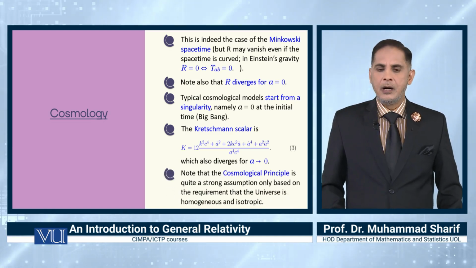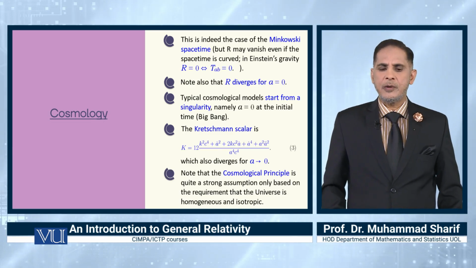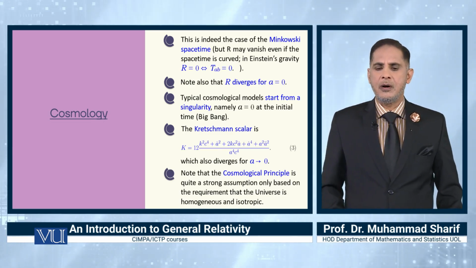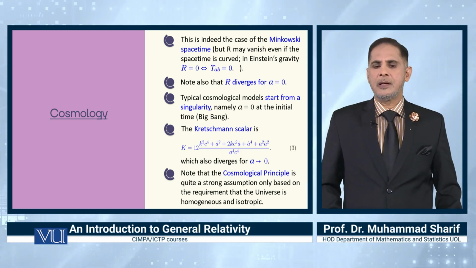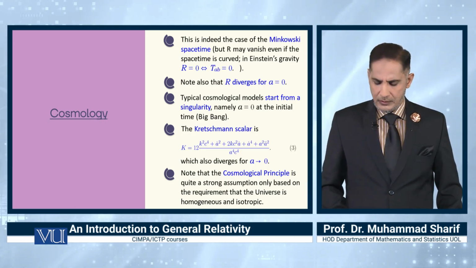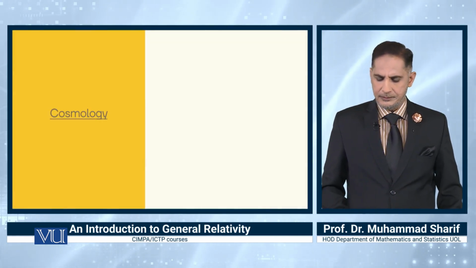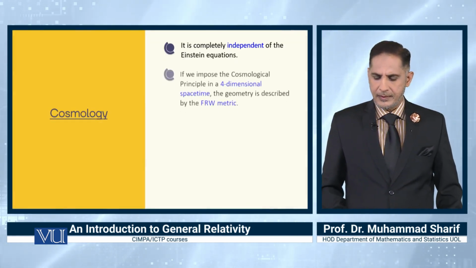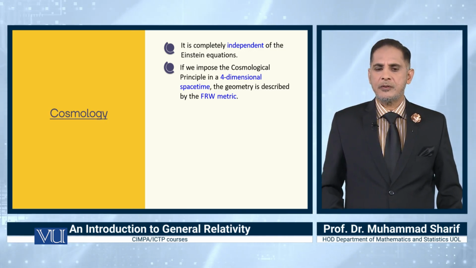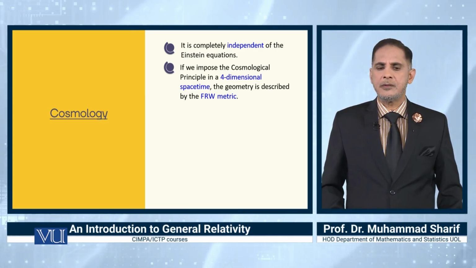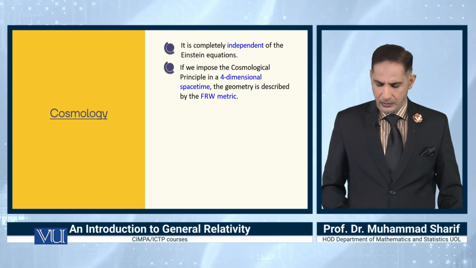Here we note that the cosmological principle is quite a strong assumption, only based on the requirement that the universe is homogeneous as well as isotropic with respect to space and time. It is completely independent of the Einstein field equations. If we impose the cosmological principle in a four-dimensional space-time, the geometry is described by the FRW universe model.